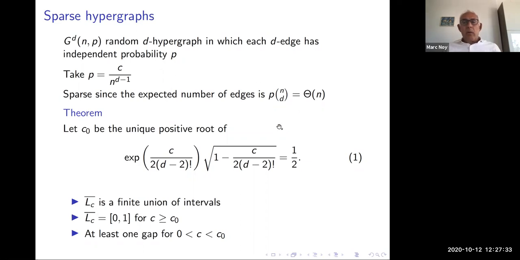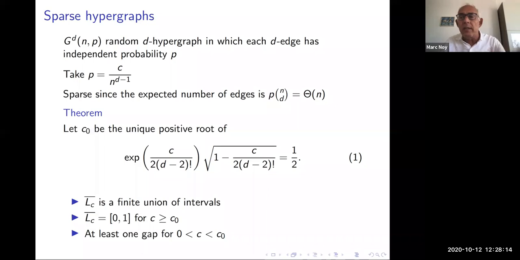And again, we have proved something similar: we take the unique possible root of this equation. Now you see the d is here, so the root of this equation will depend on c. And then again, we prove that the limiting probabilities, the union and the closure, form a union of intervals, and we have the same theorem as before. It is not difficult. It is extending the things, but then you have to deal with automorphisms of hypergraphs, and you need some more work. Good. And I think now my time is almost over, so this is my last slide.